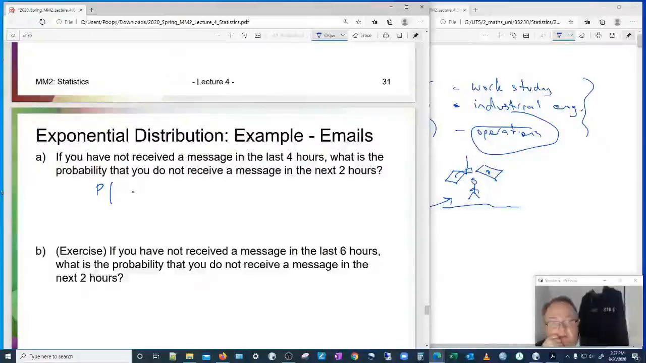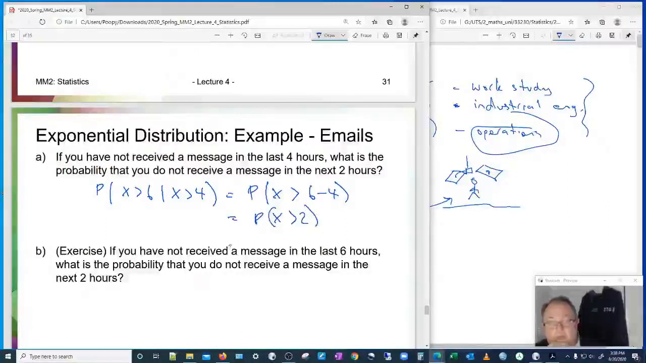So that'll be 6 and 4. So it'll be x is greater than 6, such that x was 4. So the probability will be, you had to compute that 6, but did you notice that? X is 6 minus 4, and so that's the probability of x greater than 2. And 0.3679.